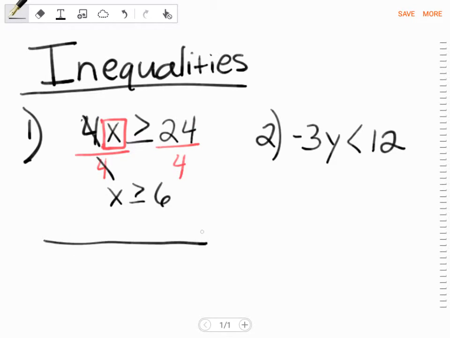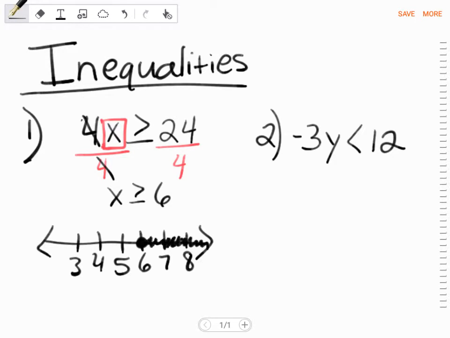If I want to graph this, I'm going to do a very sloppy job of it, but it doesn't have to be pretty. We've got 6, 7, 8, this is 5, 4, 3, and we're saying that x is greater than or equal to, so it's going to be a closed dot, and x is everything greater than or equal to the 6, so we will shade everything greater as well. Then we've got that graph.